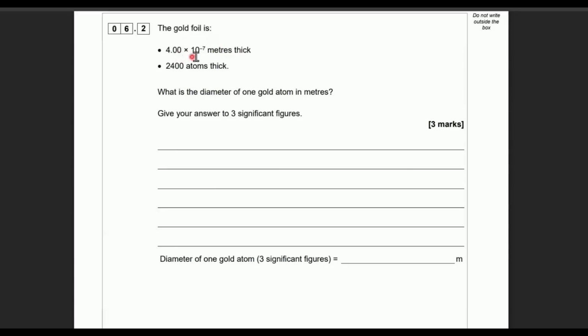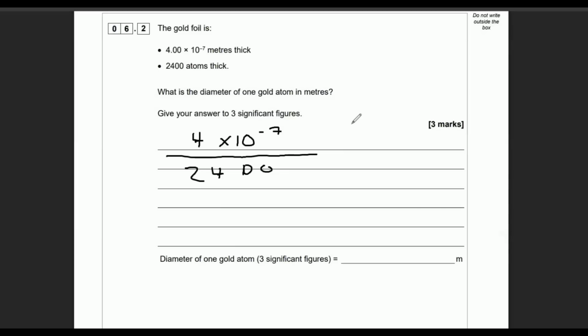6.2, the gold foil is 4 times 10 to the minus 7 meters thick, 2,400 atoms thick. What is the diameter of one gold atom in meters? Give your answer to 3 sig figs. Well, if we know that that's the thickness and that's how many atoms, we want to do 4 times 10 to the minus 7, and we want to divide it by the number of atoms. And that is going to give us the thickness of one atom.